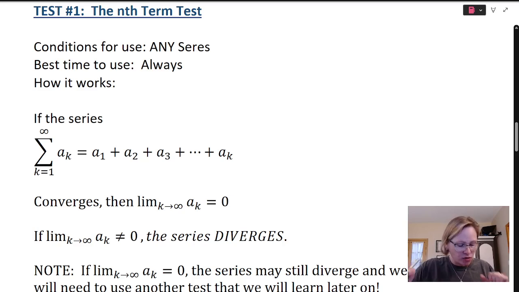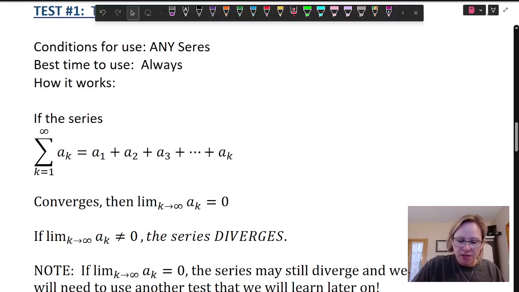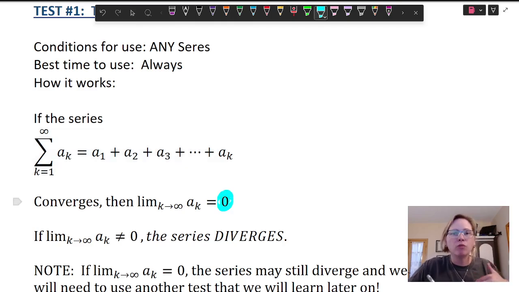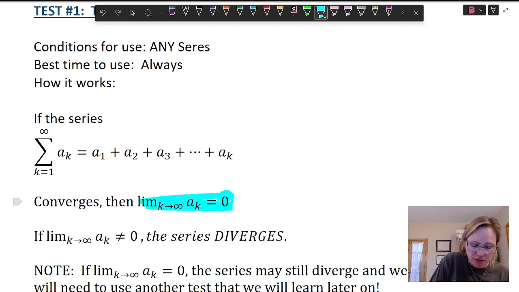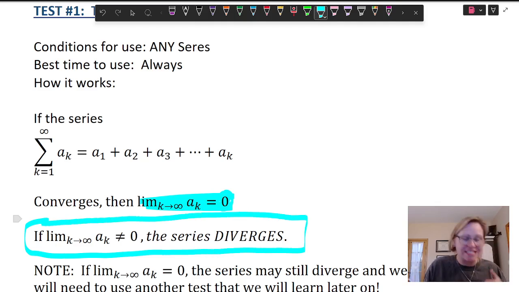If the series converges, then its limit of the terms, in other words, each individual term, is going to approach 0. So if the series converges, then we know the limit of the terms must be 0. However, if the limit of the sequence of the terms is not 0, in other words, as those terms go on and on, as n gets bigger, if the terms are getting bigger themselves, then we know 100% that the series will diverge.